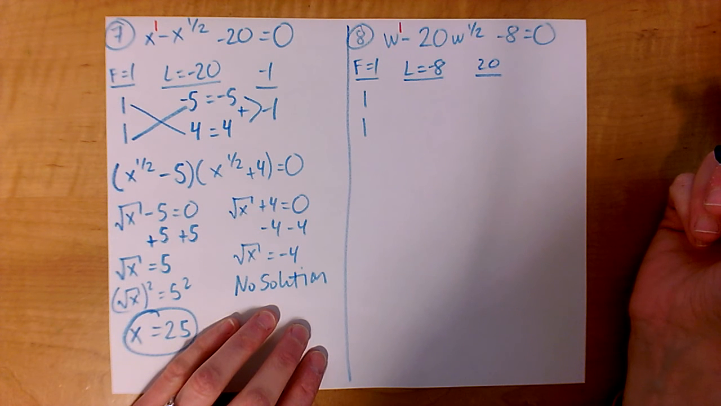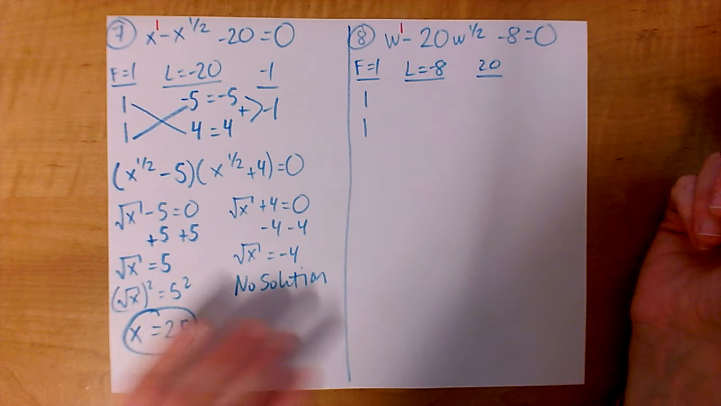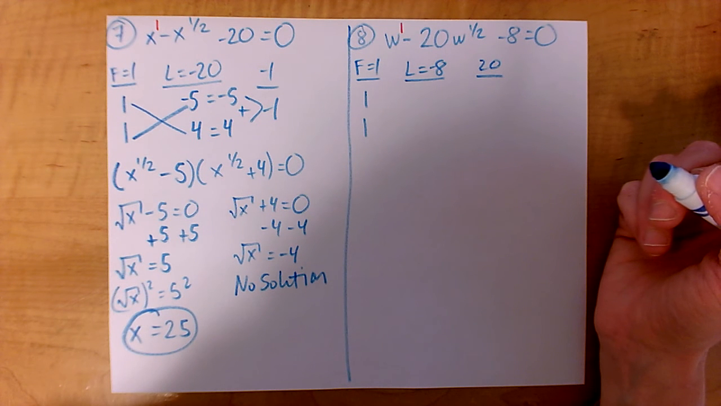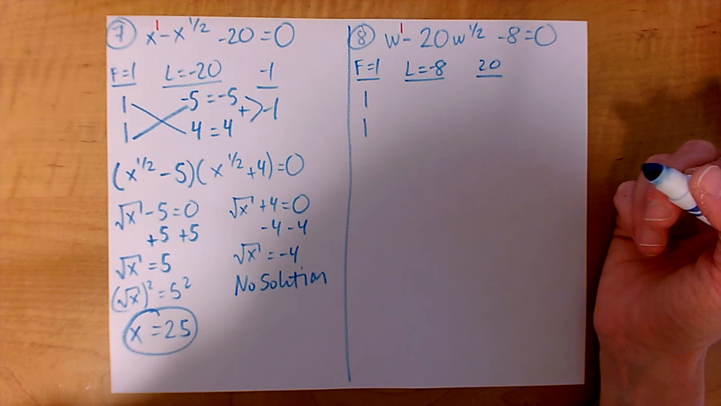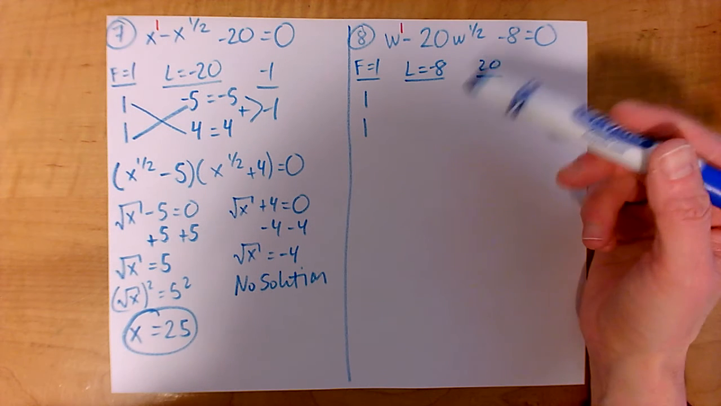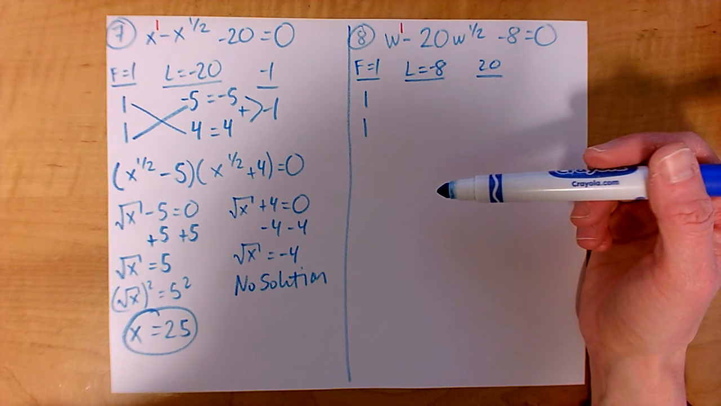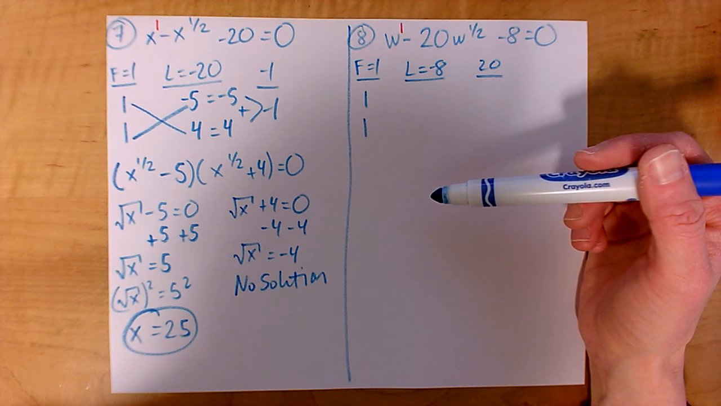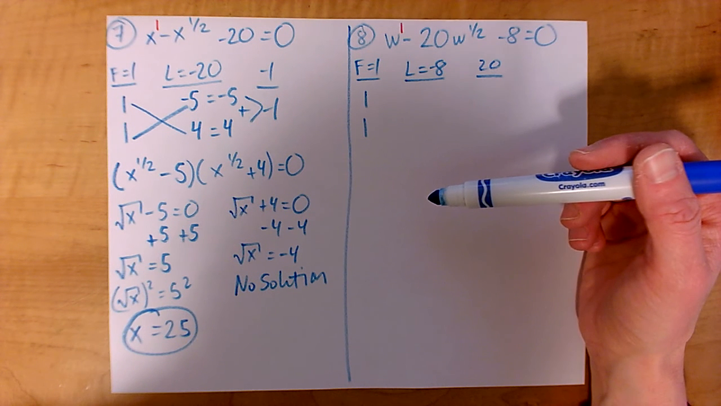Let's see. Well, if we did 8, if we were to do 4 and 2, and 8 and 1, I don't think this is going to factor. No, I don't. And I actually wonder if this is a typo.